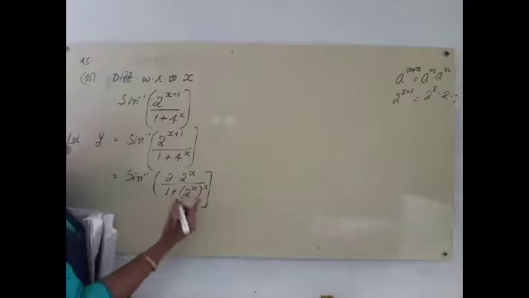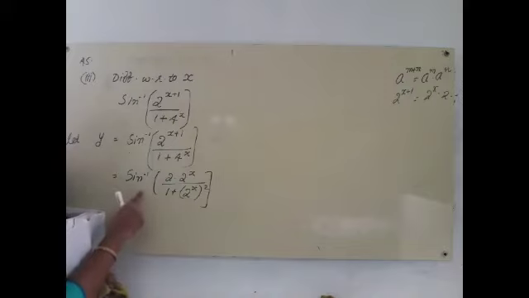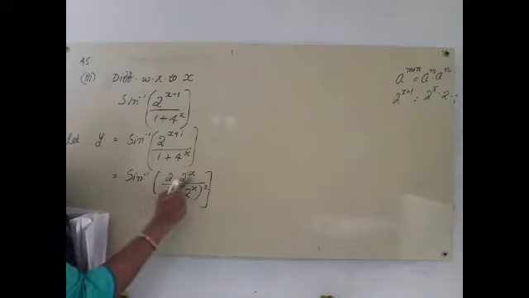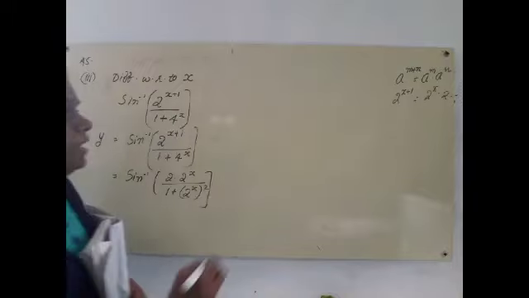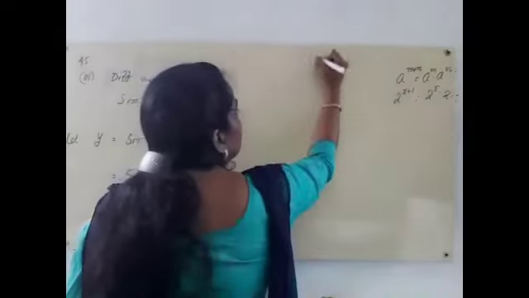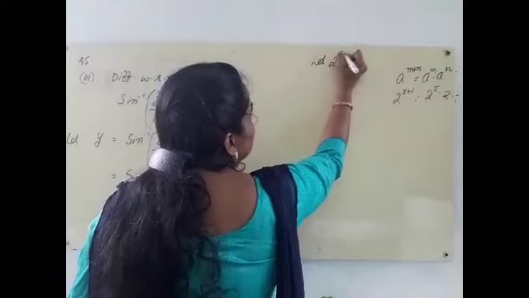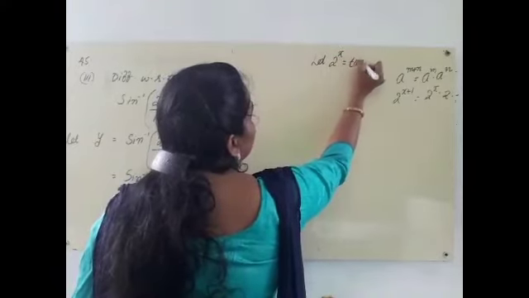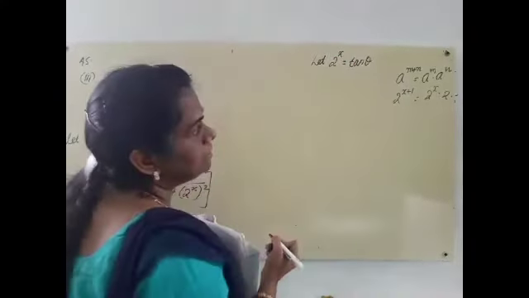2 raised to x the whole square. Now we have sin inverse of 2 into 2 raised to x by 1 plus 2 raised to x the whole square. Now let us give a substitution. Let 2 raised to x be equal to tan theta.